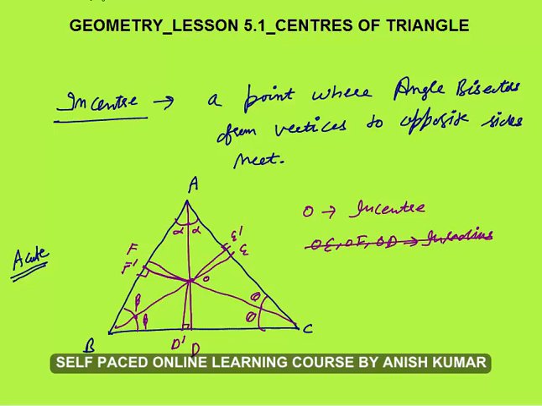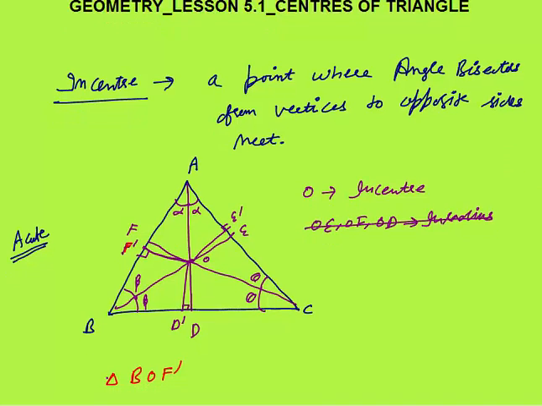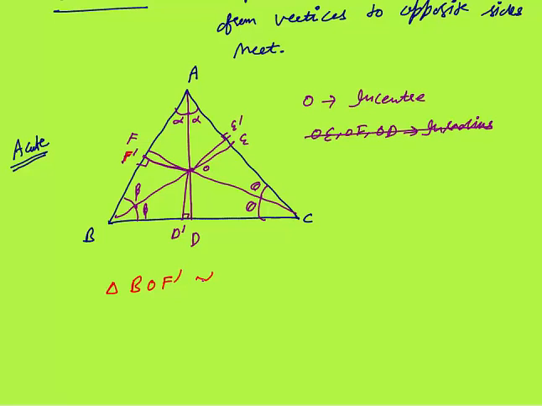Now once I have made three perpendiculars, I can take the triangle. Can I say triangle BOF dash is congruent to triangle BOD dash? Why are these two triangles congruent? You can see that they are congruent by ASA, angle side angle. You can see that beta angle is there in both the triangles. A 90-degree angle is there in both the triangles. This is, let's say, alpha and alpha.